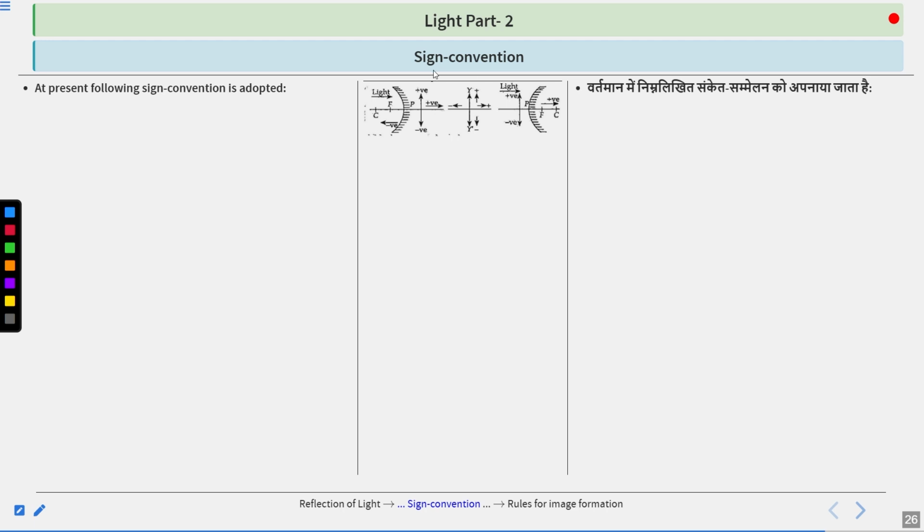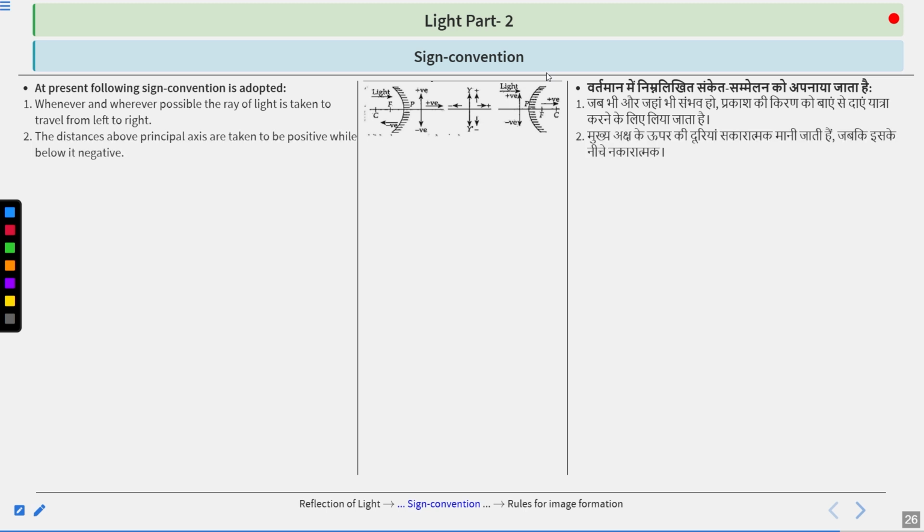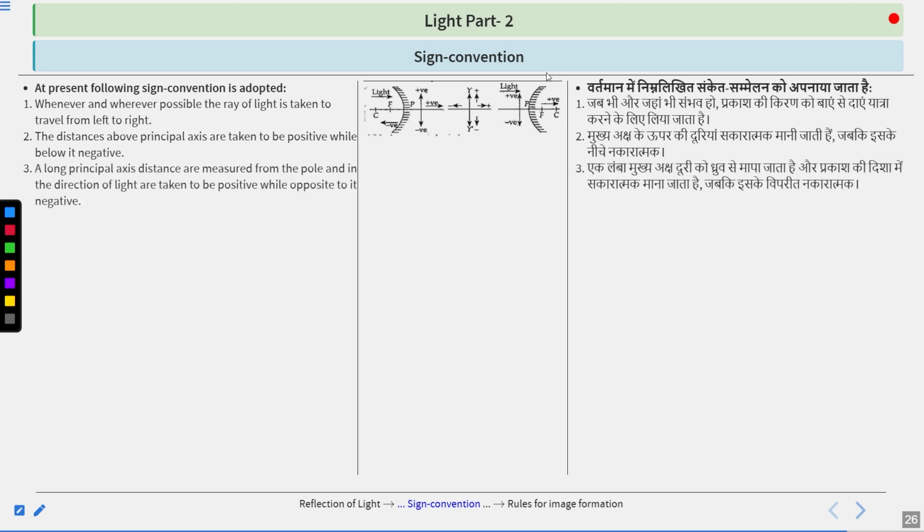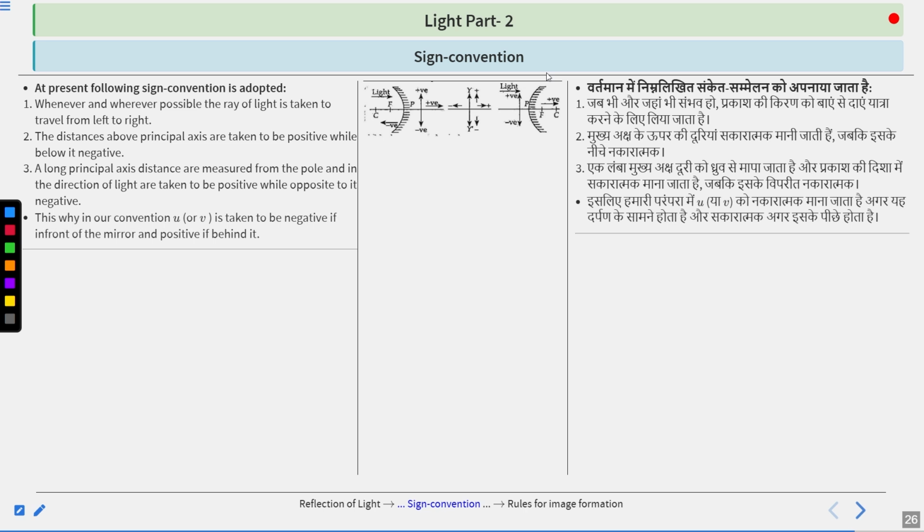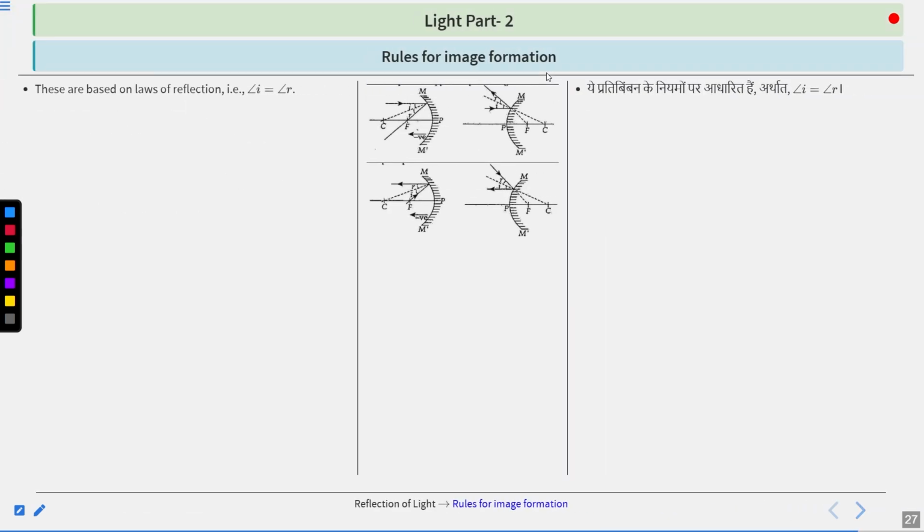Sign convention. At present, the following sign conventions are adopted. Whenever and wherever possible, the ray of light is taken to travel from left to right. The distances above the principal axis are taken to be positive while those below it are negative. Along the principal axis, distances measured from the pole in the direction of light are taken to be positive while those opposite to it are negative. This is why, by convention, u or v is taken to be negative in front of the mirror and positive if behind it. These are based on the laws of reflection. Therefore, angle i equals angle r.